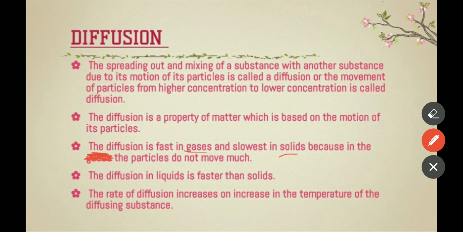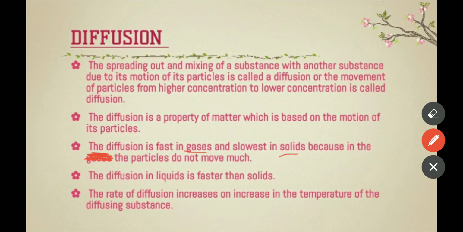What happens in gases? We saw in the properties of gases that they move very quickly and have so much space between them, whereas solids are packed very tightly, so they cannot move. If they are packed tightly, how can they move? But gases are left out freely in the air, so they move. The particles of solids cannot move much. That is why diffusion is fastest in gases and slowest in solids, and in between in liquids.